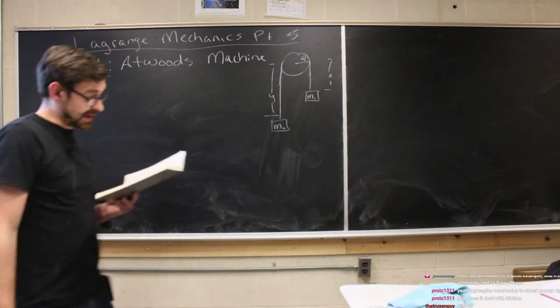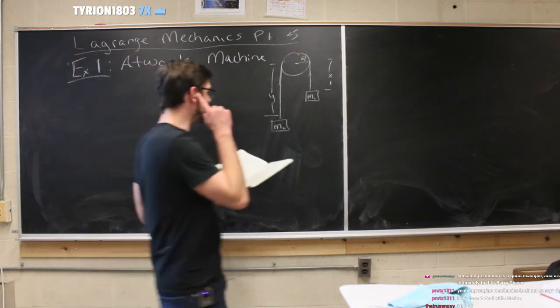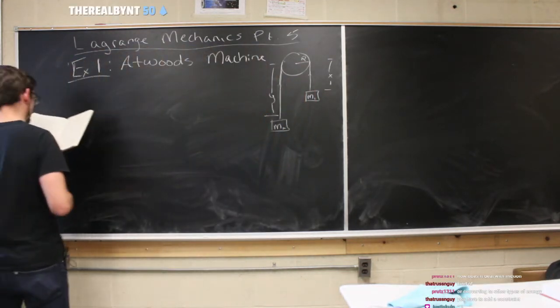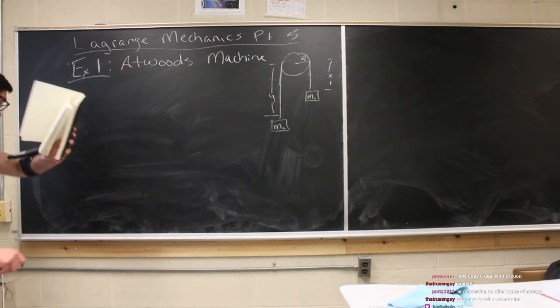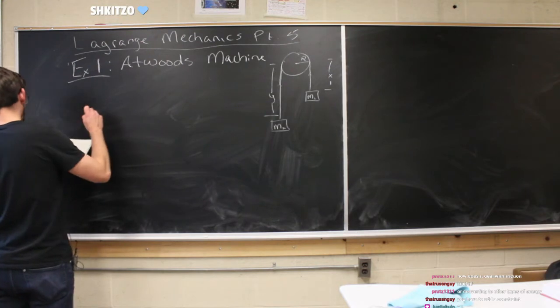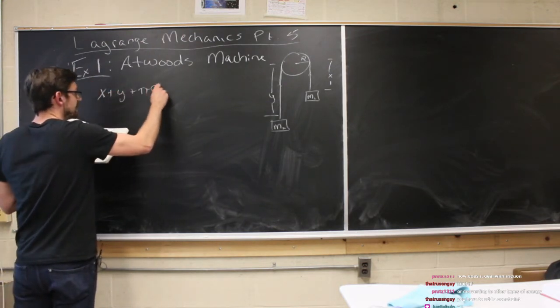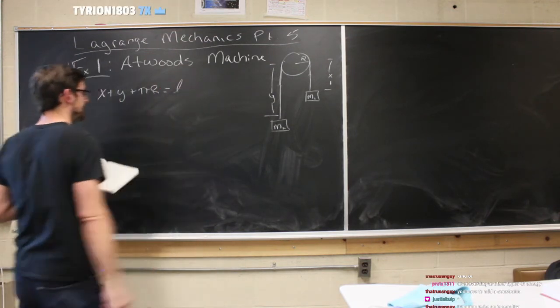So let's talk about this machine. I think the setup is right. We've got mass 1, mass 2, x, y, and r. We can talk about the total length of the string. The total length of the string is going to be written as the following: x plus y plus pi r is equal to L, the length of the string.